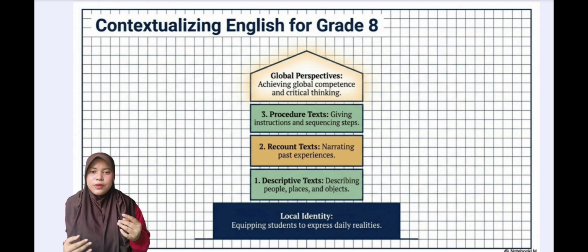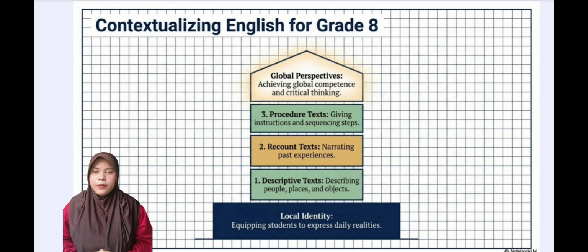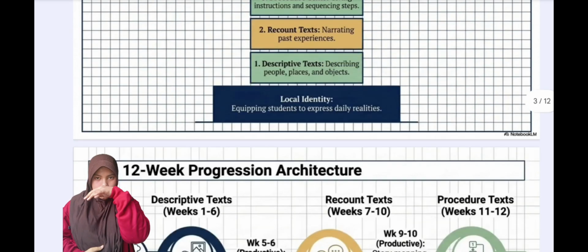First is descriptive text to describe people, places, and objects. Second, recount text to narrate past experience. And third, procedure text to give instruction in sequential order. Each text type builds upon the previous one.